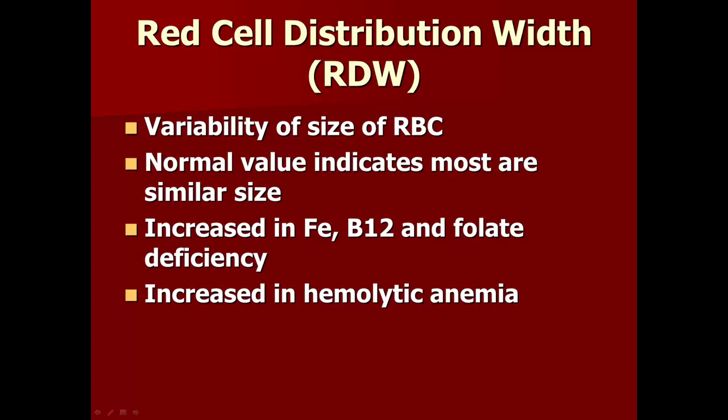RDW is very helpful in a hemolytic anemia because you'll have a lot more variation of the size of the red cells in a hemolytic anemia. When that RDW, the distribution width, is greater than 15%, it tells you that you have a lot of new red blood cells forming. And when you have a lot of new red blood cells forming, you've got more variability or variation in the size of the cells themselves.